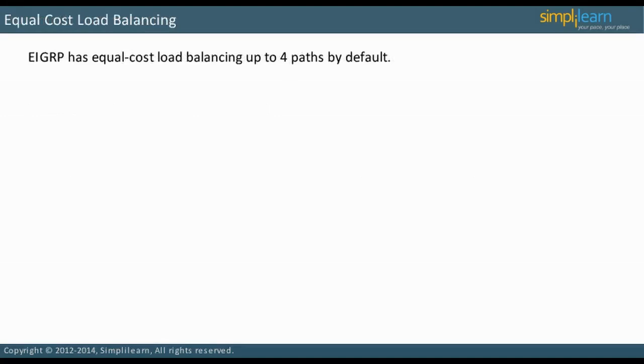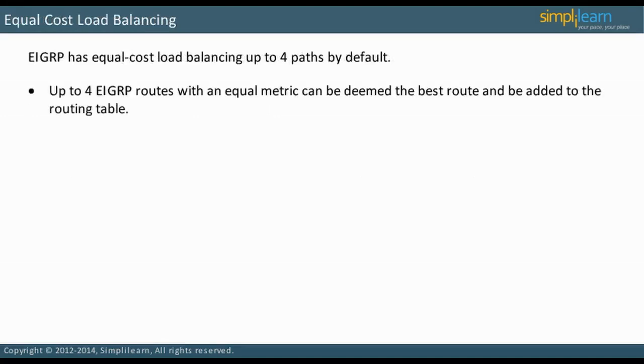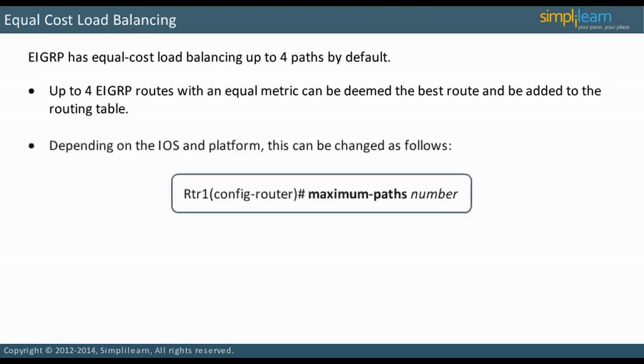EIGRP has equal cost load balancing up to 4 paths by default. This means up to 4 EIGRP routes with an equal metric can be deemed the best route and be added to the routing table. For example, if 3 EIGRP routes have the same metric, there is a route ready to use in the routing table until all 3 fail. DUAL does not have to run to find the next best path.